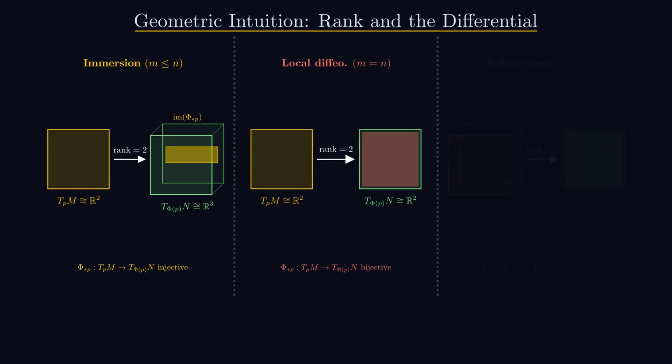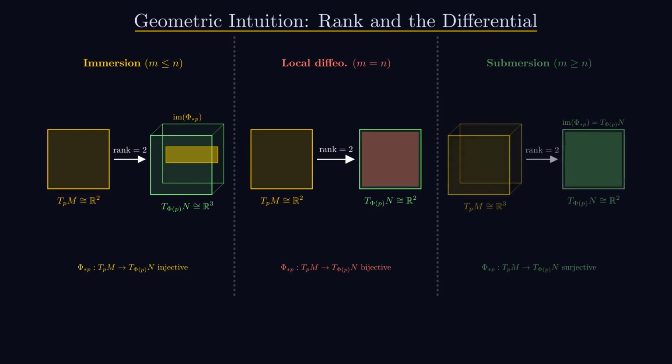The source is three-dimensional, the target two-dimensional. The differential collapses the extra direction and maps surjectively onto all of T_φ(p) N. The image is the entire target tangent space. One more time: immersion goes with injective, submersion goes with surjective. Keep this in mind, it will be the organizing principle for everything that follows in this part.